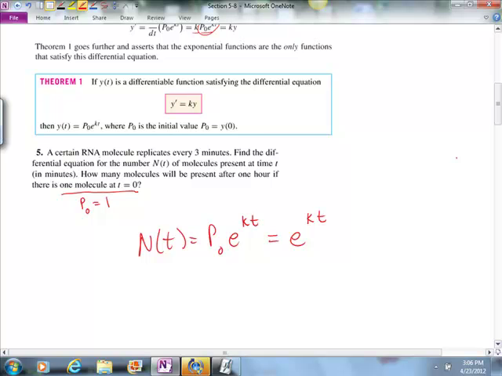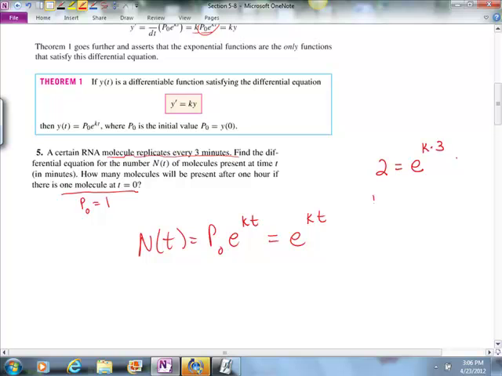It says that the molecule replicates every 3 minutes. So if you start with some amount, let's just say our initial amount was 1. How much will we have after 3 minutes? Well, we'll have a direct replication, so we'll have 2. So 2 is equal to e to the k times 3. At time 0 we started with just 1 molecule, and then we'll have 2 molecules after 3 minutes. Well, this is good because we can then solve for k here.